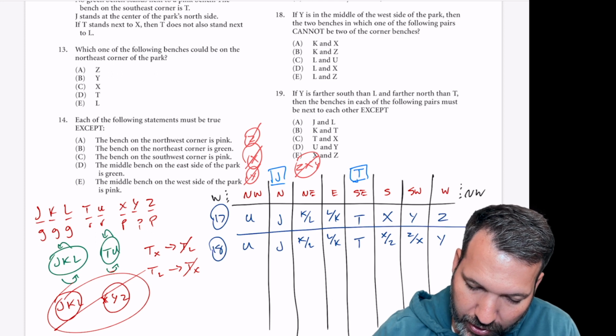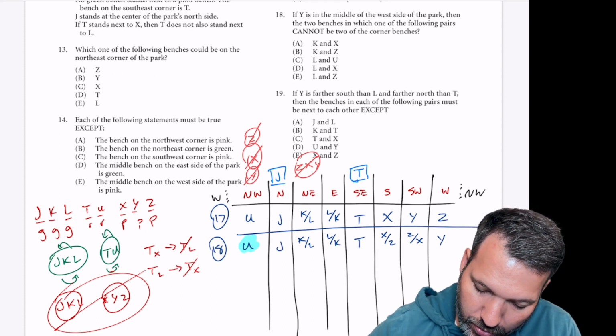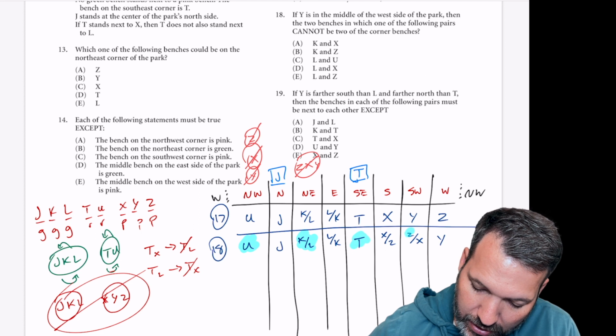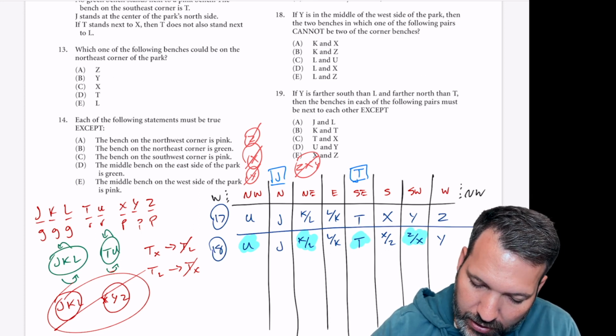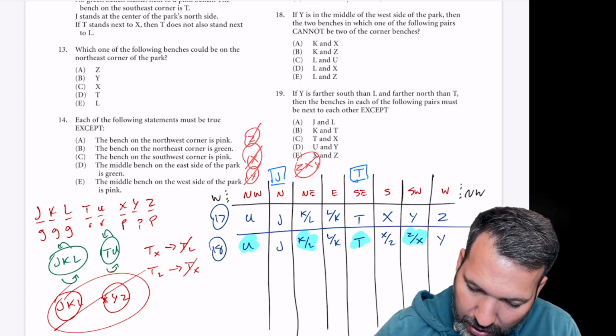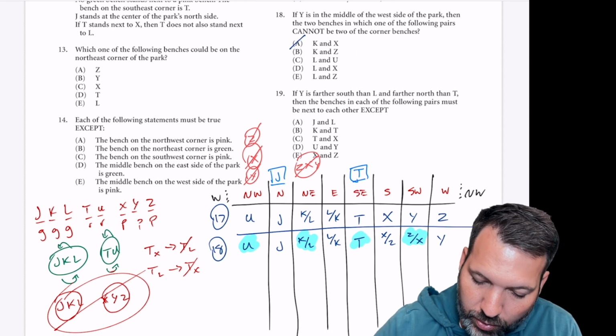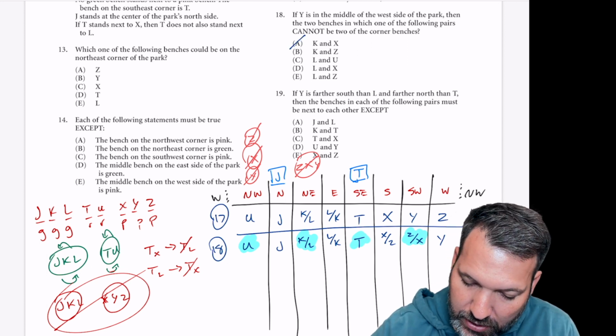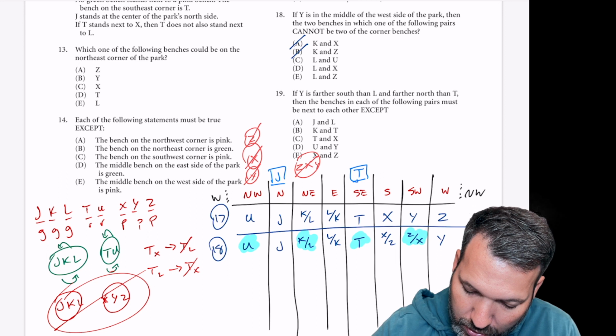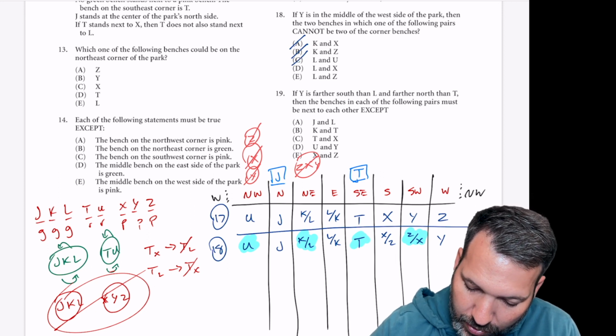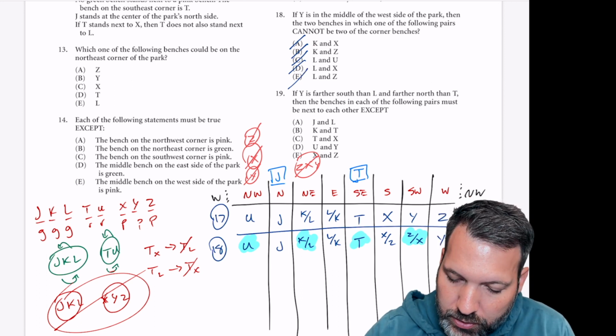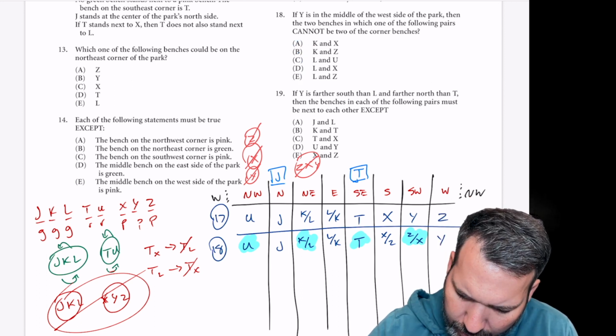So our corner benches right now are U, K or L, T, and then Z or X. And so could it be K and X? Yes. But we want to know what it cannot be. Could it be K and Z? Yes. Could it be L and U? Yes. Could it be L and X? Yes. Could it be L and Z? Uh-oh. Yes. So something's gone wrong. What are we not thinking about?